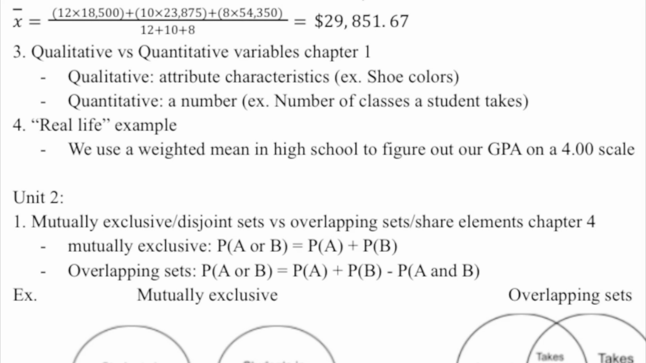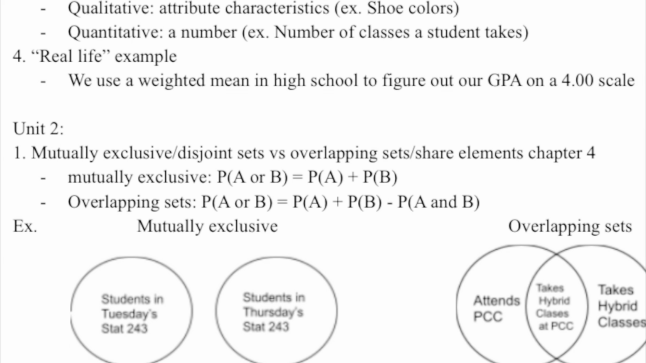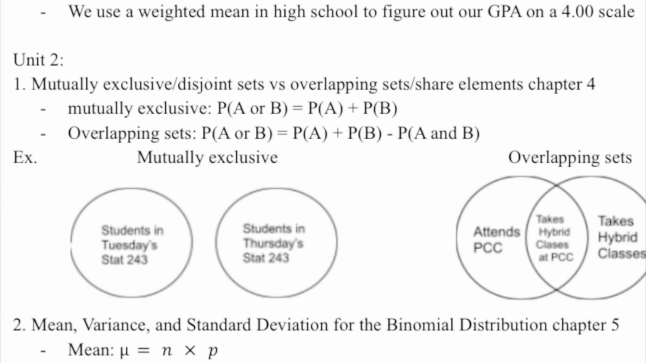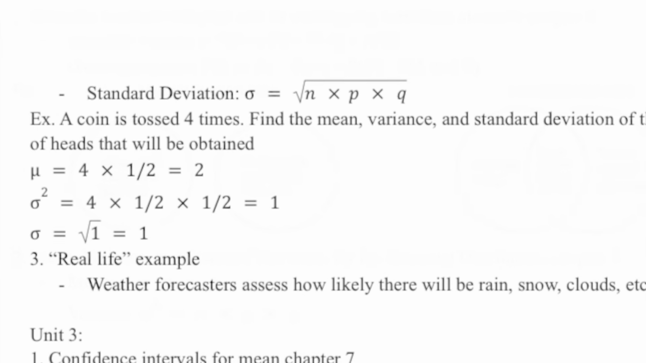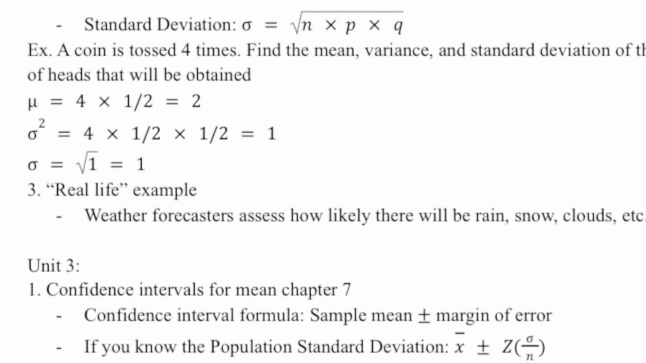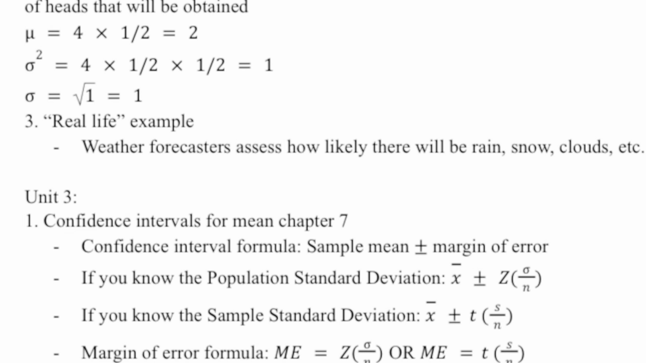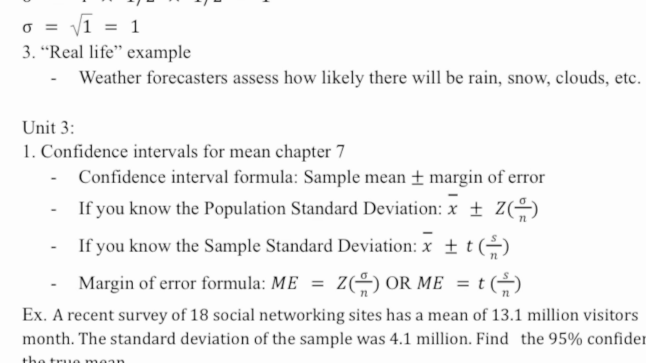Next, we have qualitative versus quantitative variables. Qualitative is basically a characteristic, and quantitative is a number. In Unit 2, first we learned about mutually exclusive / disjoint sets. A real-life example of mutually exclusive sets is tossing a coin, in which we put an example up there, as well as weather forecasters assessing how likely there will be rain, snow, clouds, things of that nature.